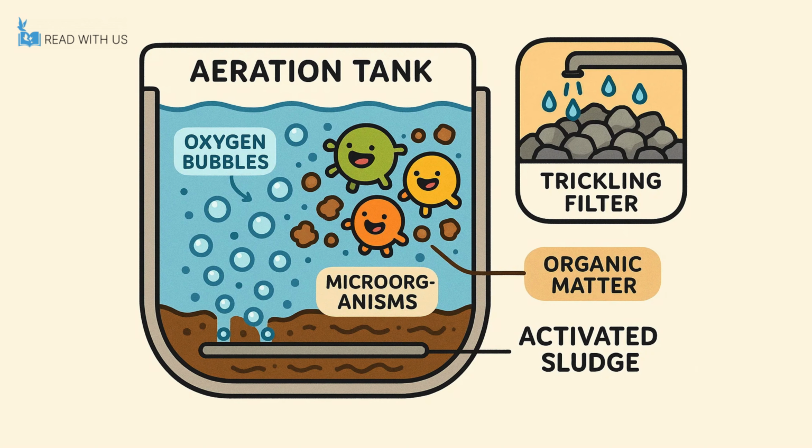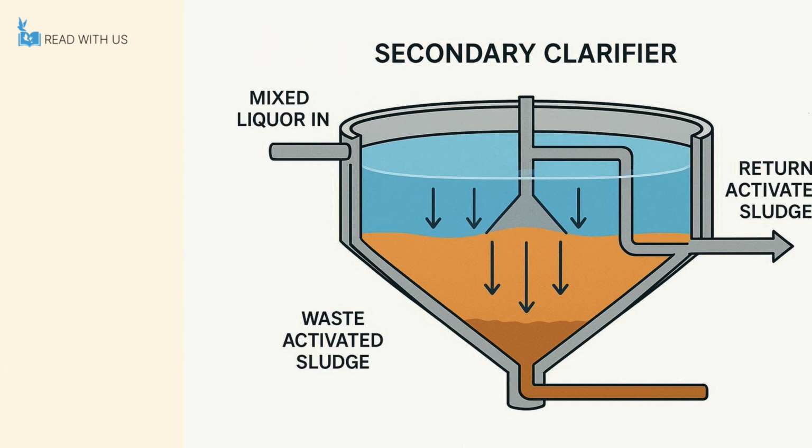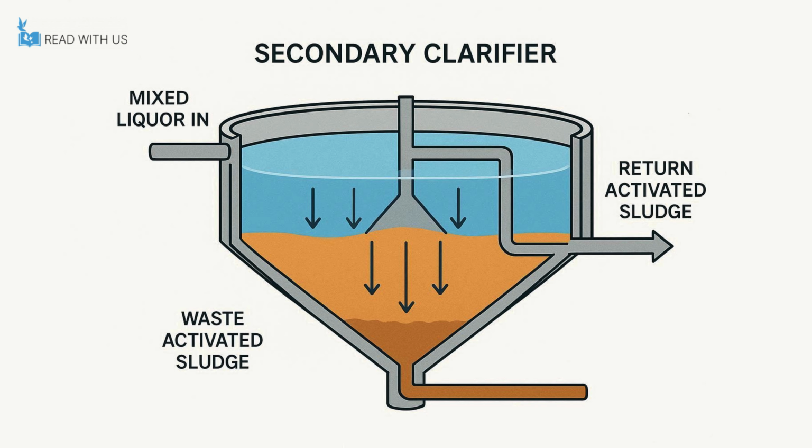In secondary treatment, microorganisms in aeration tanks break down dissolved and fine organic matter using oxygen in activated sludge or trickling filter systems. After biological treatment, the mixed liquor enters a secondary clarifier where biomass settles as activated sludge and a portion is returned to the aeration tank, while the excess sludge is removed for further treatment.